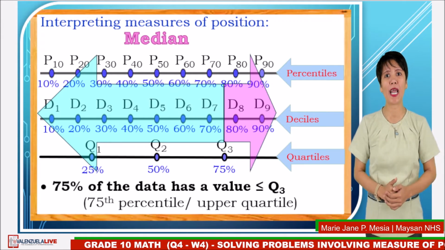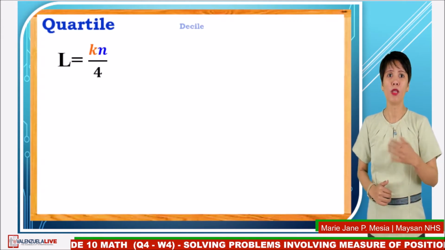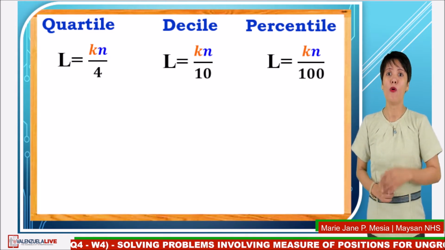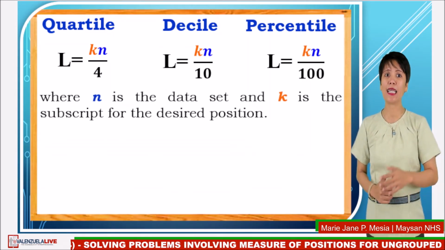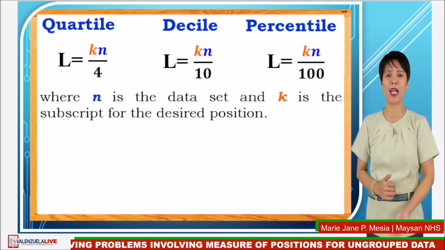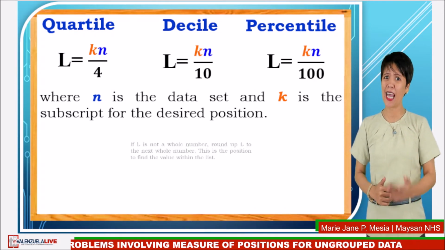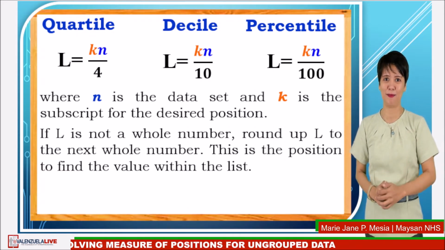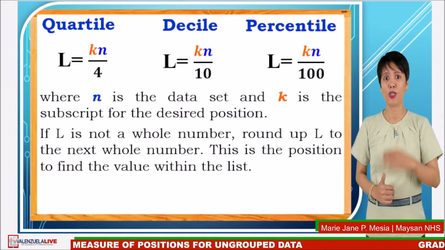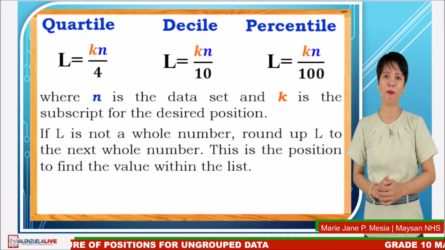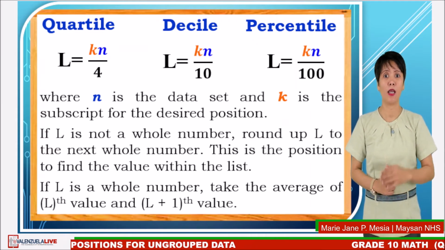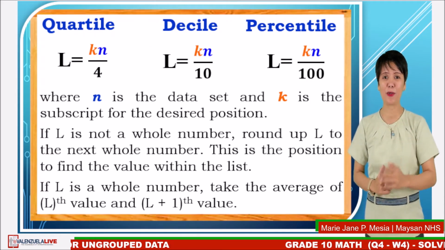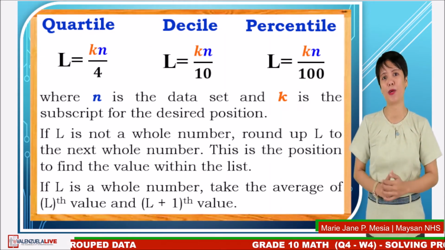So let us apply the locator formula in estimating the value for the measure of positions, where N is the size of the data set and K is the subscript for the desired position. If L is not a whole number, round up L to the next whole number. This is the position to find the value within the list. If L is a whole number, take the average of the L-th value and the (L plus 1)-th value.